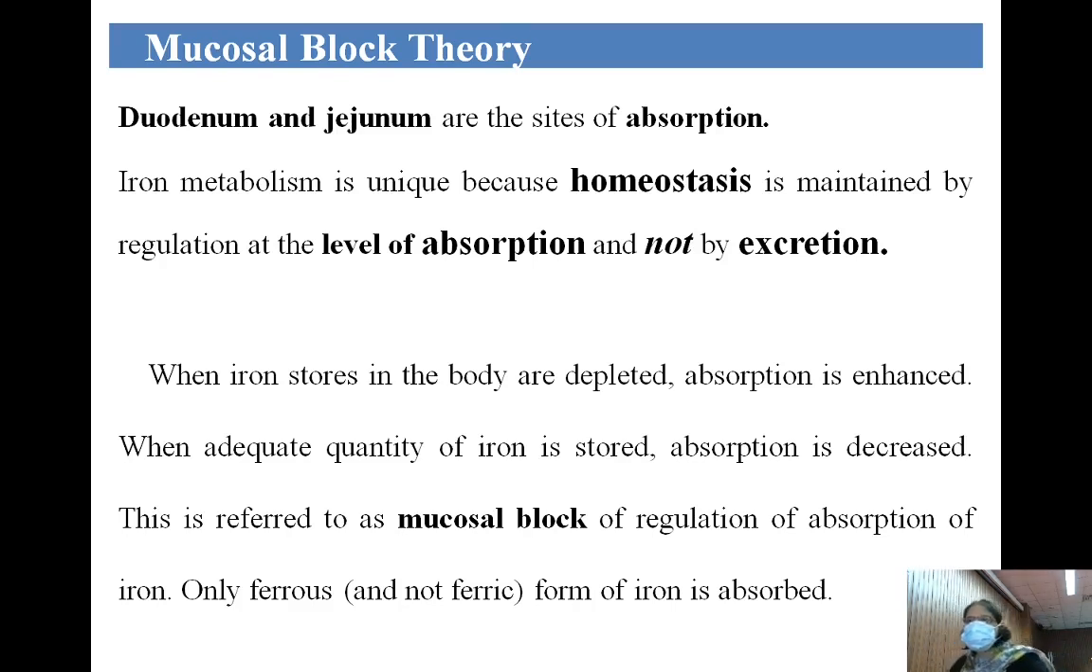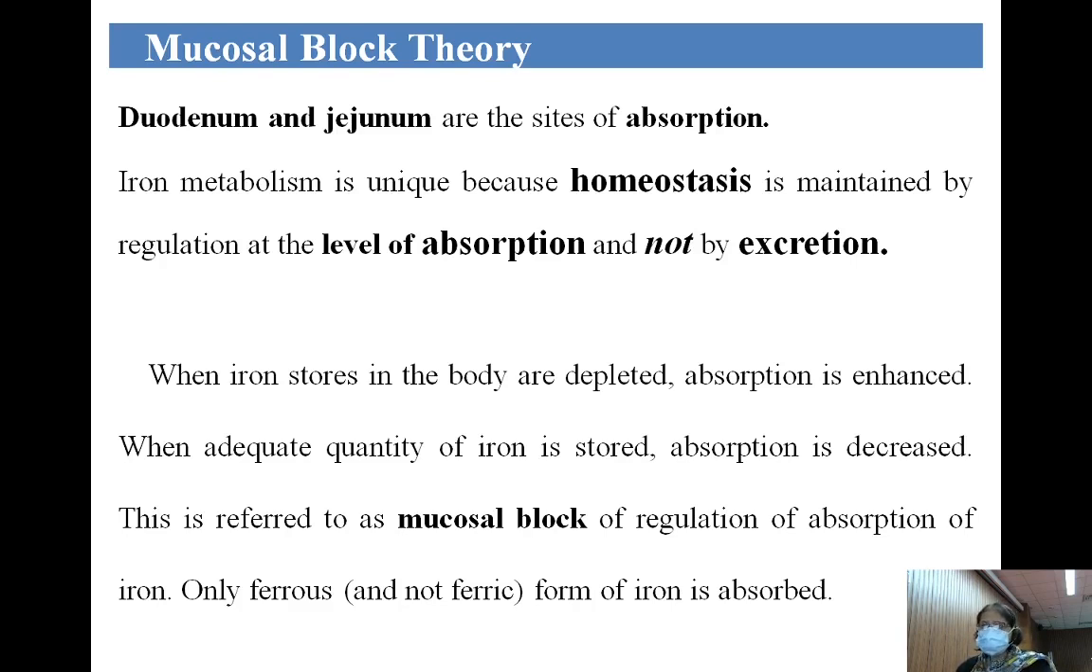Iron metabolism is unique because homeostasis is maintained by regulation at the level of absorption, not by excretion. This one you have to remember. Iron metabolism is unique. Why? Because homeostasis is maintained by regulation at the level of absorption, not by excretion.